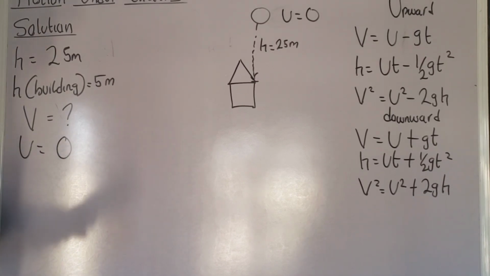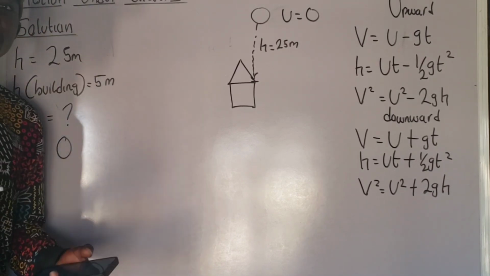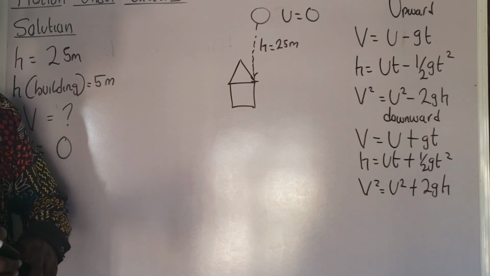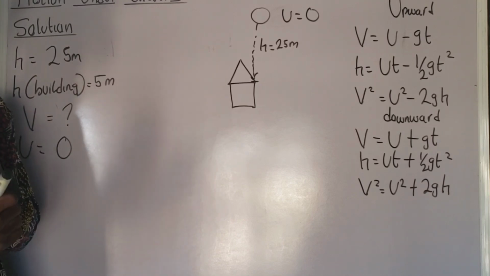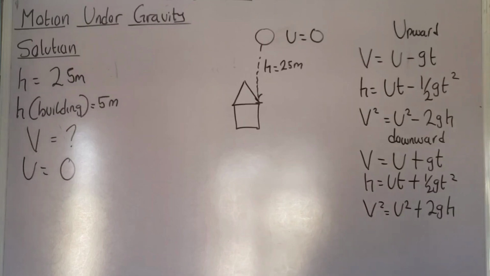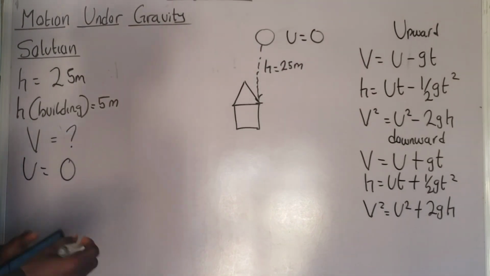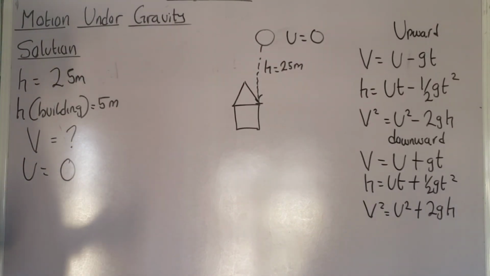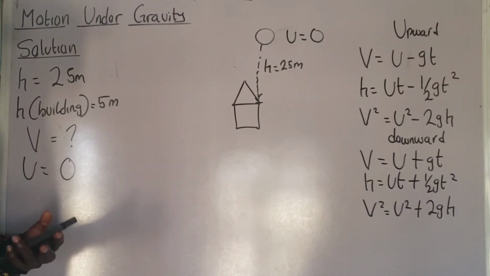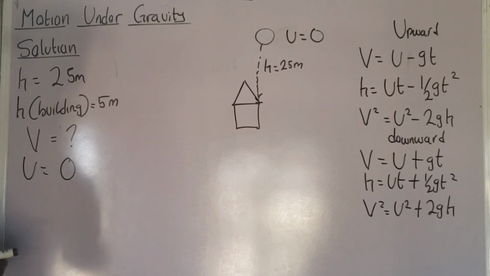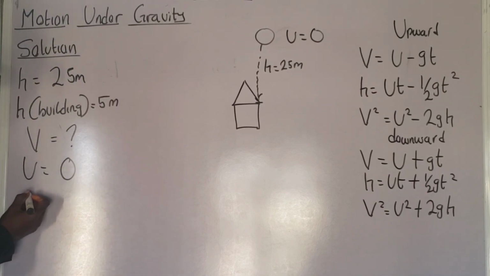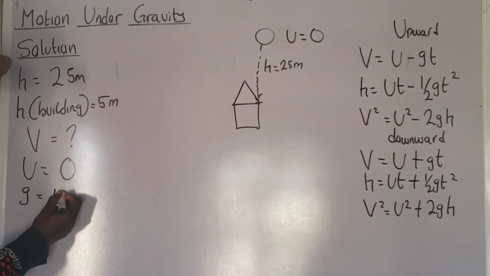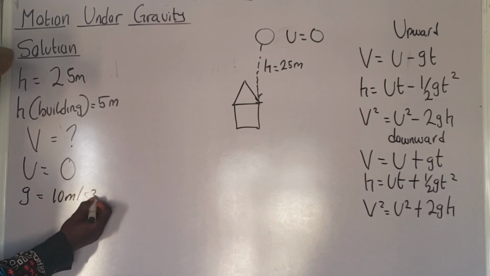Now, don't forget, I told you when we are dealing with motion under gravity, the acceleration due to gravity is always present and is constant. You can use 9.8 meters per second squared or 10 meters per second squared. But because it is not given in the question, I'm going to use 10 meters per second squared as the acceleration due to gravity. g equals 10 meters per second squared.